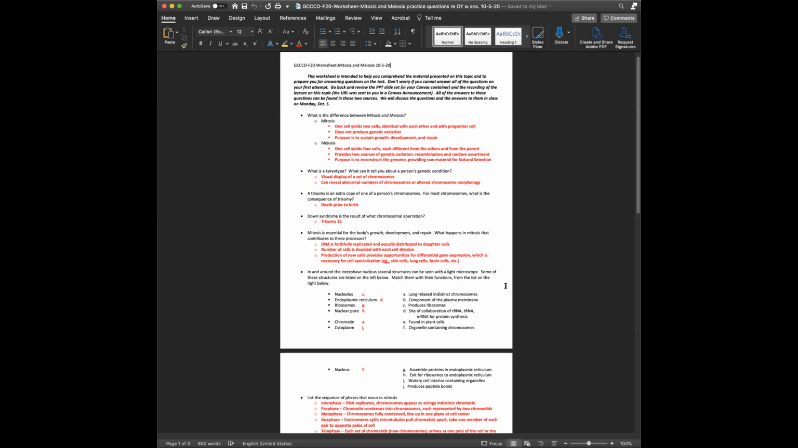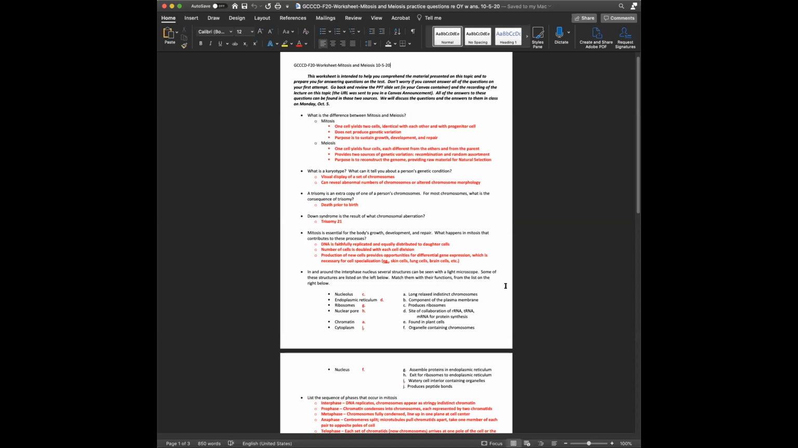What are ribosomes? Ribosomes assemble proteins. They're like little machines that stitch amino acids together into polypeptides and proteins. What is a nuclear pore? Well, it's just a hole in the nuclear membrane where ribosomes can exit and get into the endoplasmic reticulum, which is sitting right there just outside the nucleus.